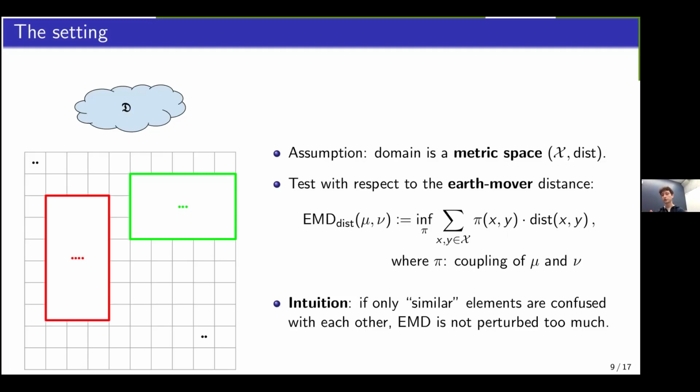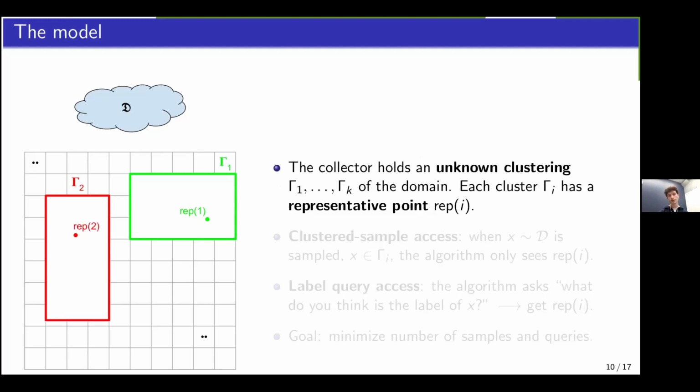So perhaps I can still test even after these mistakes have been introduced. That's the idea. And how exactly am I going to model the labeling mistakes? So we're going to assume that the collector holds an unknown clustering of my domain, which is a partition gamma 1 to gamma k.